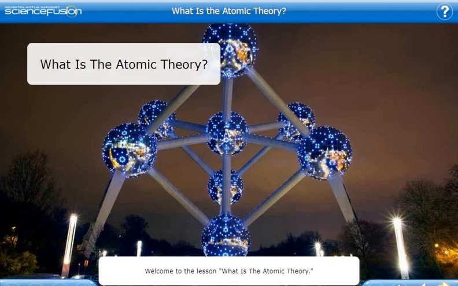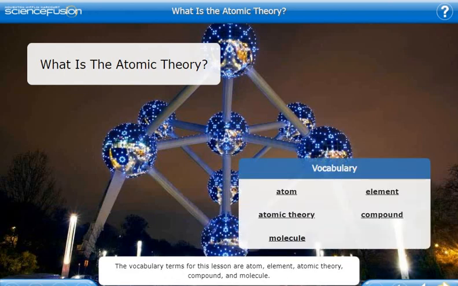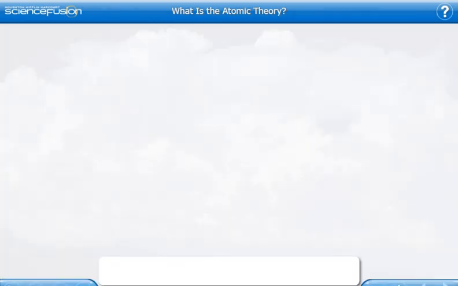Welcome to the lesson, What is the Atomic Theory? You will explore the atomic theory and learn about the components of atoms, elements, molecules, and compounds. The vocabulary terms for this lesson are atom, element, atomic theory, compound, and molecule.